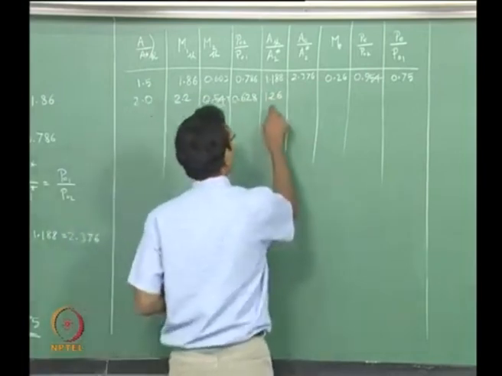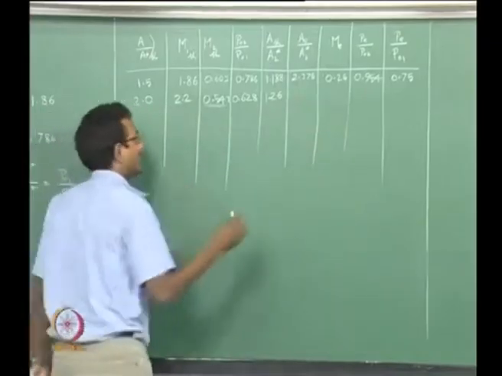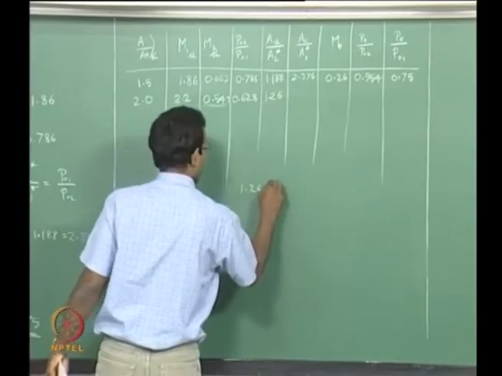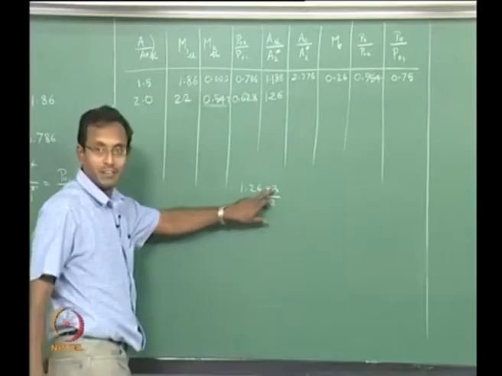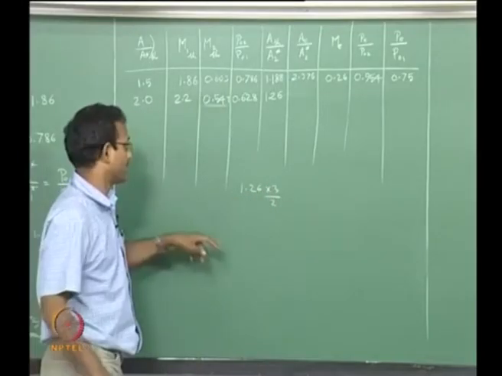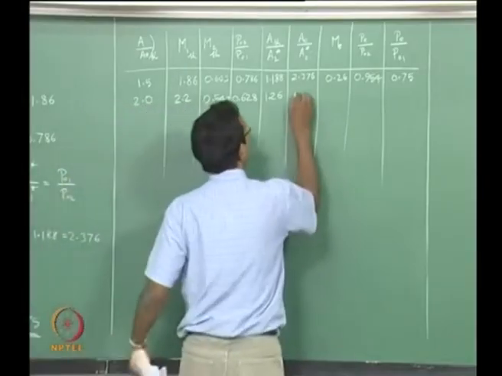Now I have to find from here A exit. Now you guys need to calculate and tell me for that. 1.26 multiplied by 3 divided by 2. 3 is the exit area, 2 is the actual area which we guessed. Okay, 1.5 times this, right? 1.89.